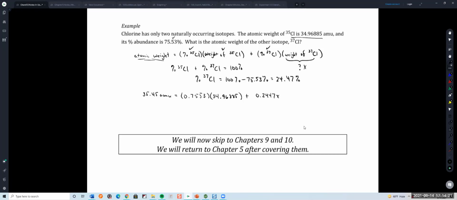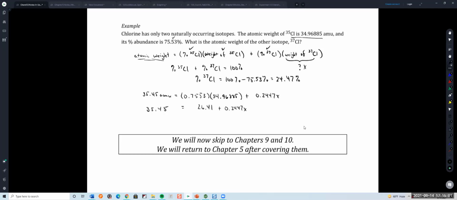So let's just do the multiplication real quick. 0.7553 times 34.96885. And again, I'm just writing this all out so we can keep track of our sig digs. So 26.41. Then 0.2447x equals 35.45. We subtract.